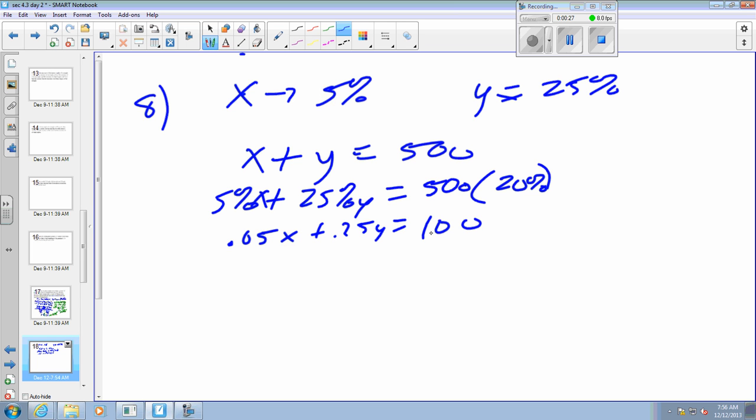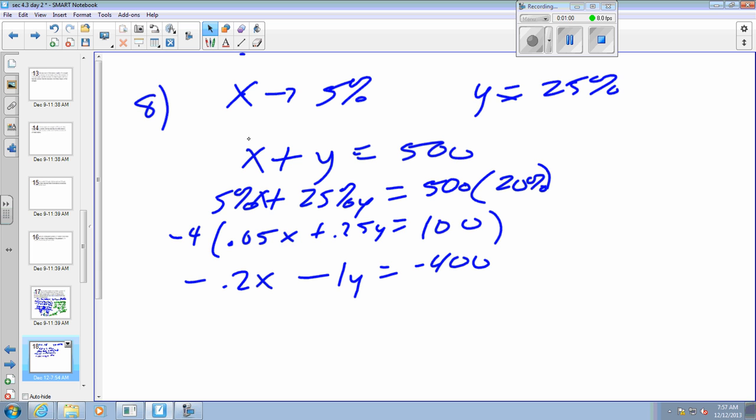20% of 500 is 100. Now let's multiply our top equation here by something. What would you like to multiply it by? Oh, let's not do that. Let's multiply this bottom equation by -4. Why -4? Because -4 times 0.25 gives me -1, and we already have a positive 1 up here. So I get -0.2x minus 1y equals -400.